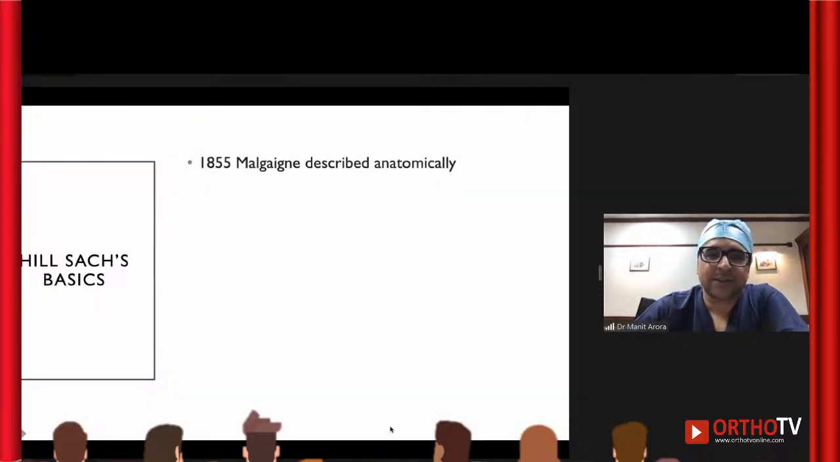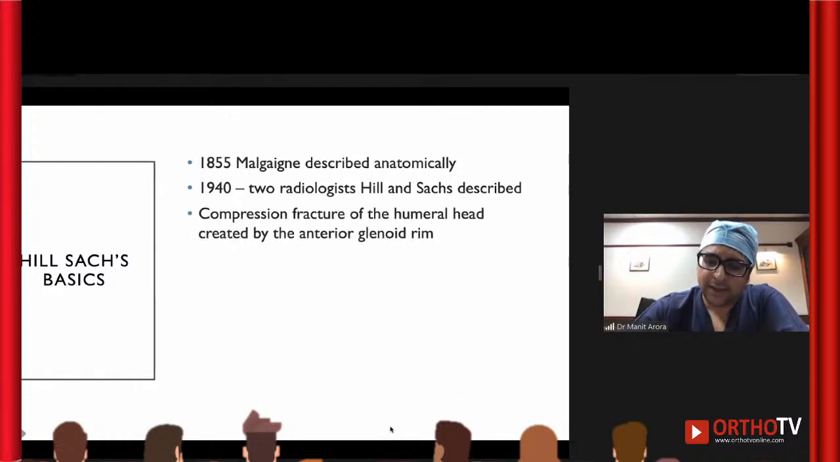So Hill-Sachs, what do we know about it? There's some basic stuff about Hill-Sachs, which is that they were discovered by two radiologists in 1940, Hill and Sachs. It's basically a compression fracture of the humeral head that's created by the anterior glenoid rim.